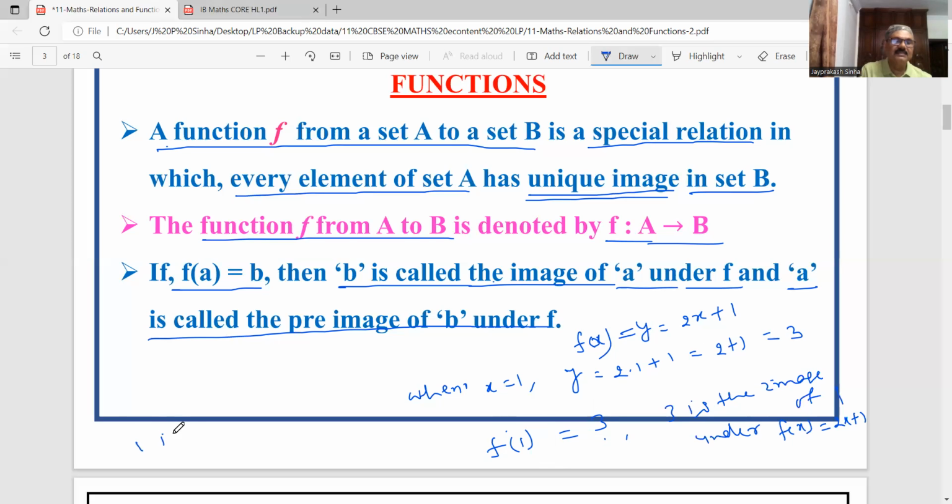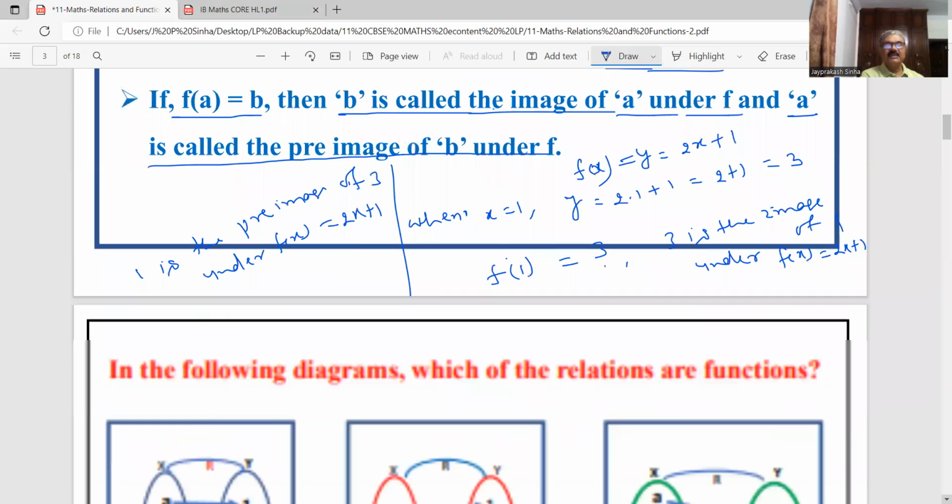1 is the pre-image of 3 under f(x) is equal to 2x plus 1. Correct? So this is very clear now. If f(a) is equal to b, then b is called the image of a under f, and a is called the pre-image of b under f. Come to the next slide.